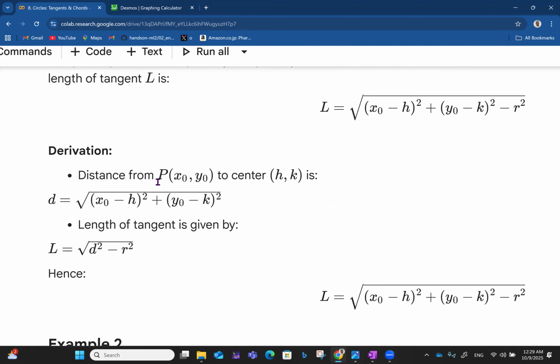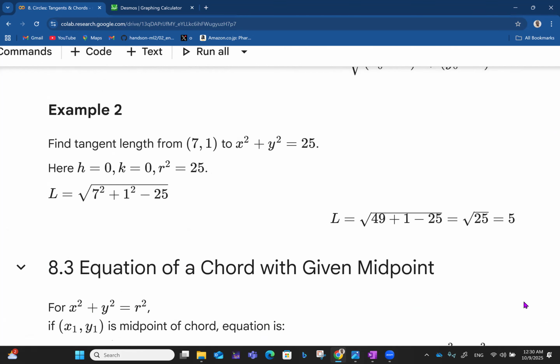The distance from P(x0, y0) to the center (h, k) is d, which is the square root of (x0 minus h) all squared plus (y0 minus k) all squared. So the length of the tangent is given by the distance squared minus the radius squared, so L is the square root of (x0 minus h) all squared plus (y0 minus k) squared minus r squared. At the end of the day, all you need is the point x0, y0, the radius, and of course the center h, k.